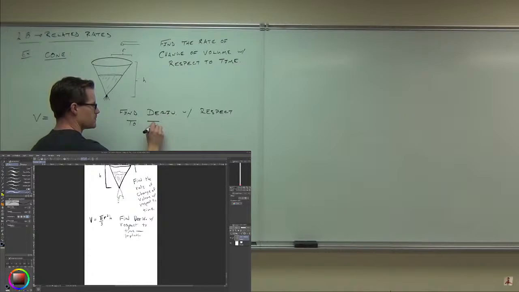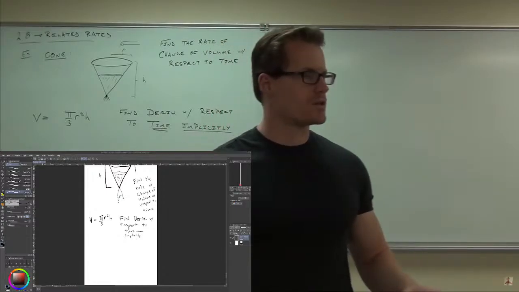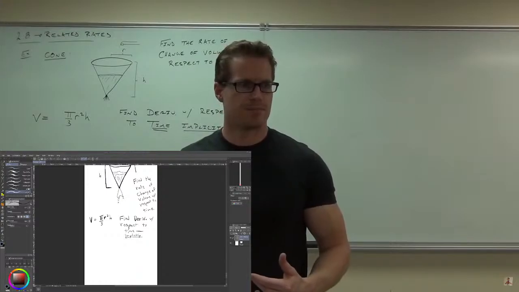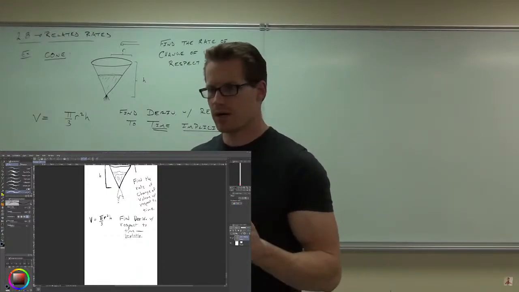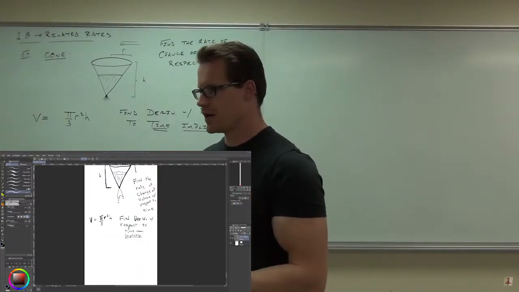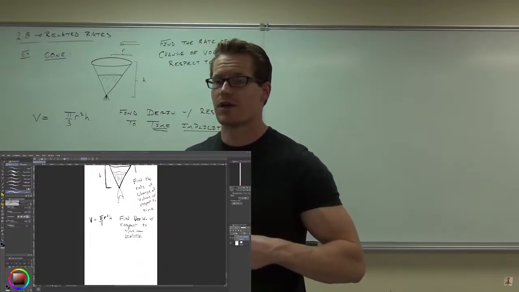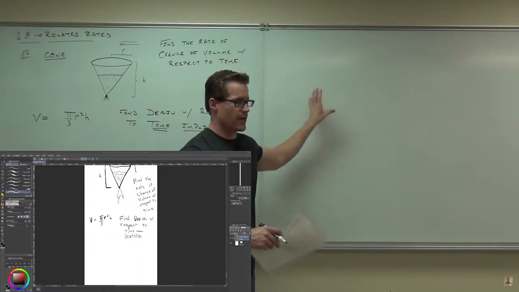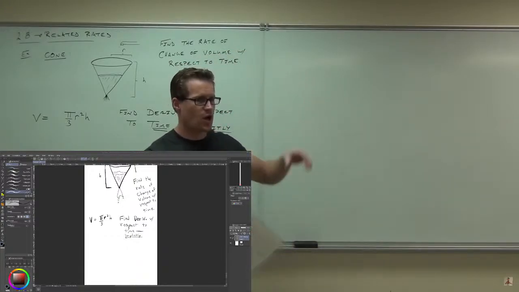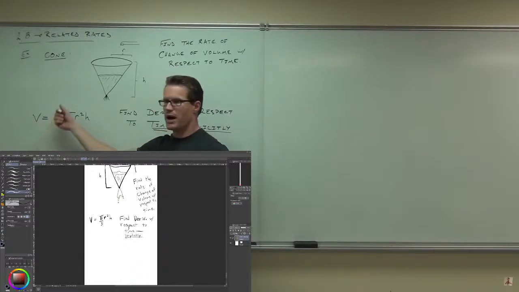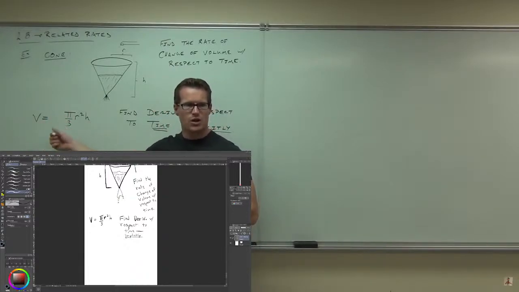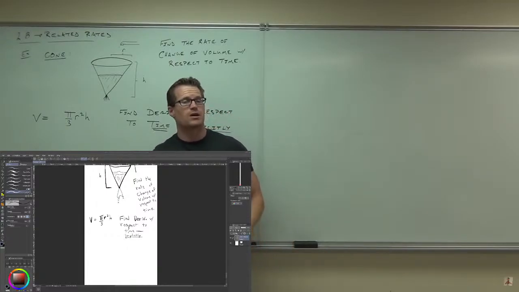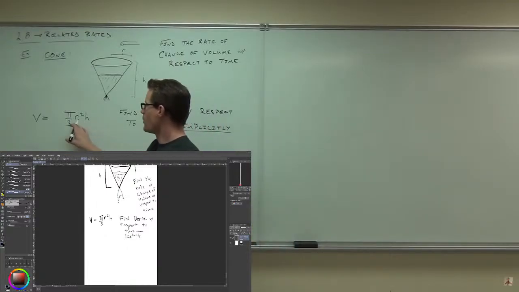Why can we do this? Why are we allowed to do this? Well, think about it. Is volume changing according to time? Yeah. Is the radius changing according to time? Is the height changing according to time? All of those things are functions of t, functions of time. Just like y was a function of x in our earlier implicit differentiation problems, pi over 3 is not, that's a constant, but h and r and v are all functions of time.